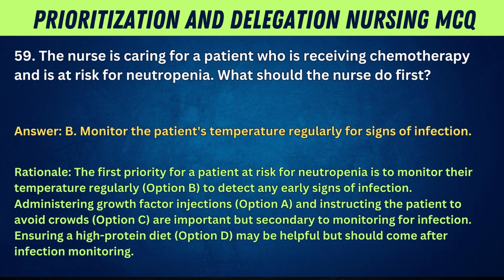Answer. B. Monitor the patient's temperature regularly for signs of infection. Rationale. The first priority for a patient at risk for neutropenia is to monitor their temperature regularly, Option B, to detect any early signs of infection. Administering growth factor injections, Option A, and instructing the patient to avoid crowds, Option C, are important but secondary to monitoring for infection. Ensuring a high-protein diet, Option D, may be helpful but should come after infection monitoring.